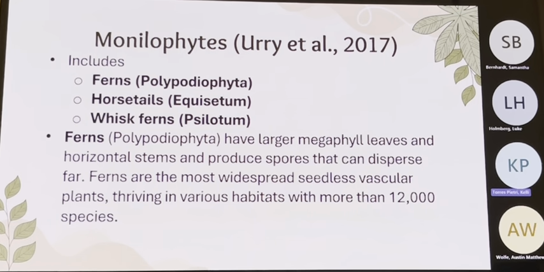Monilophytes include ferns, horsetails, and whisk ferns. Ferns have larger megaphylls, leaves, and horizontal stems and produce spores that can disperse far. Ferns are the most widespread seedless vascular plants, thriving in various habitats with more than 12,000 species.